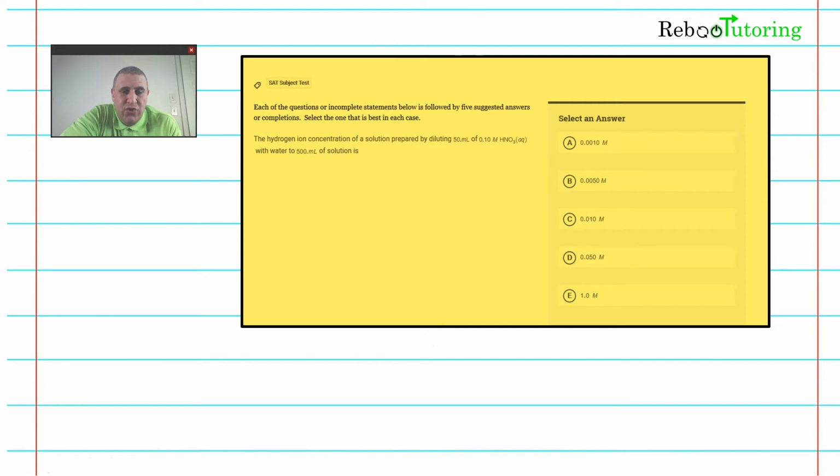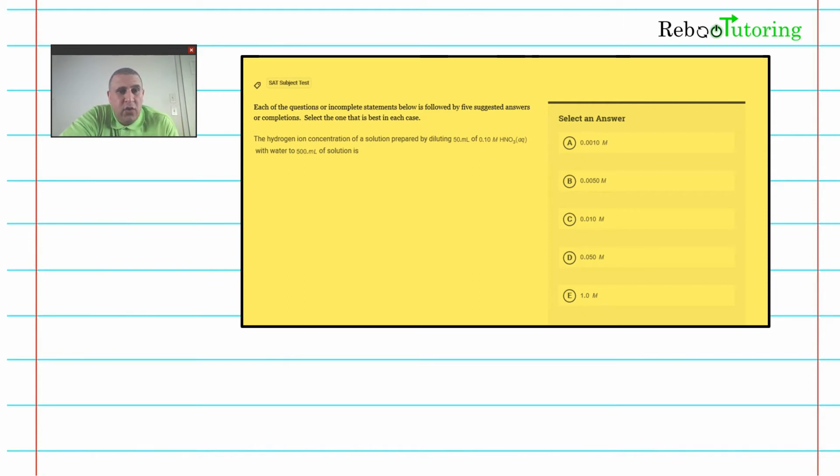Okay, so basically, this problem is giving us two volumes and a molarity, and we have to find the other molarity. So it's a dilution problem. We have to use a dilution equation. And we also need to know what happens when you take the HNO3, the nitric acid, and dissolve it in water. Actually, it's a strong acid, so it's going to completely dissociate into its ions.